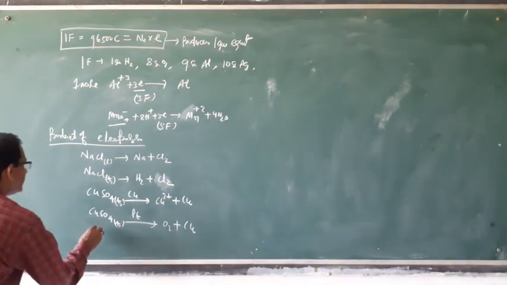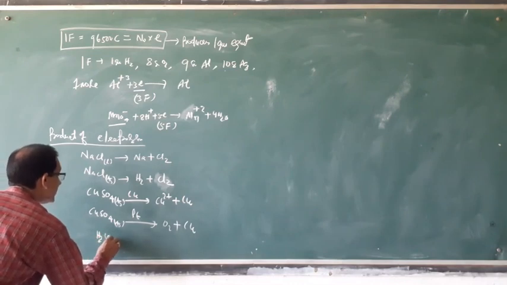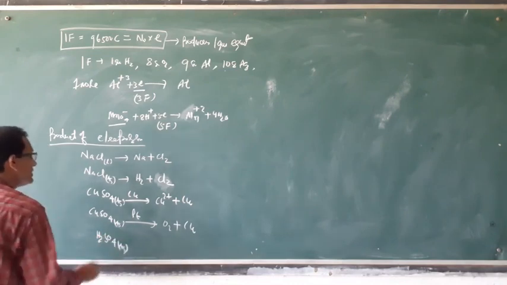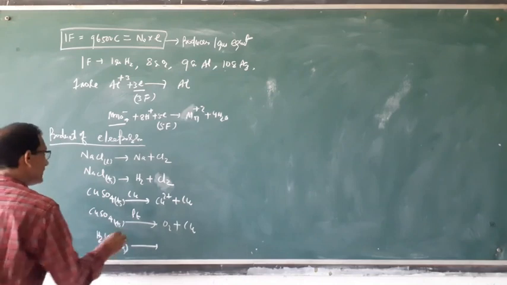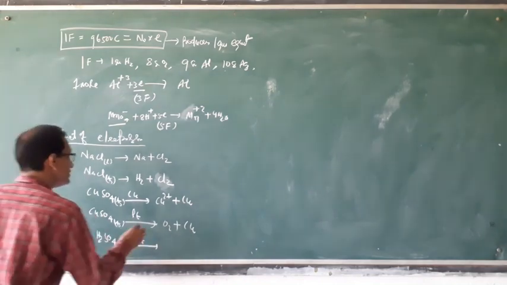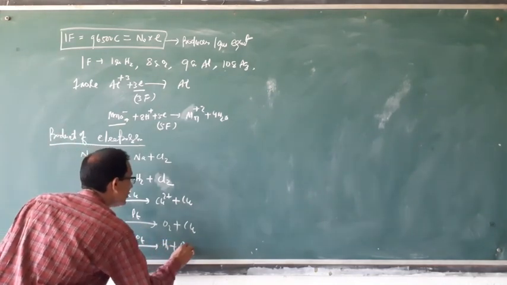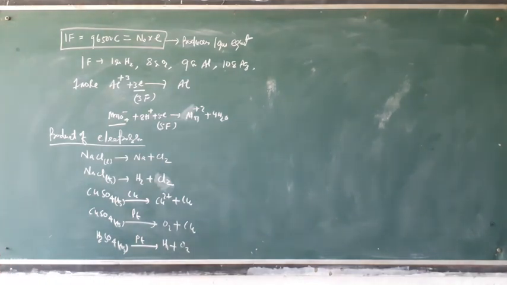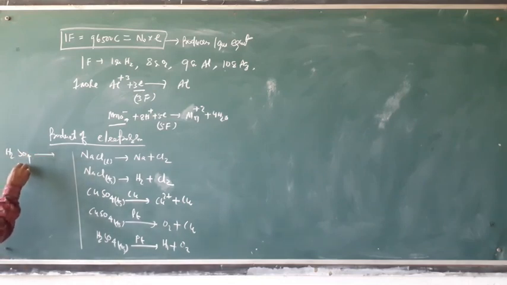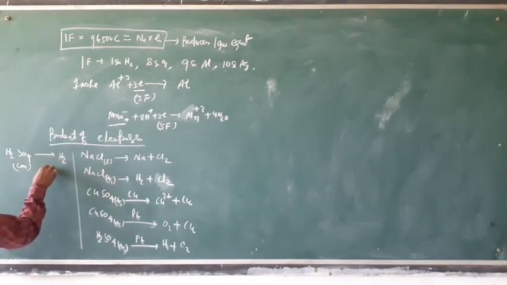If you use sulfuric acid, this is very important. Aqueous sulfuric acid with a platinum electrode: the result is hydrogen gas and oxygen gas. If you use concentrated sulfuric acid, the result is hydrogen gas plus, not oxygen gas, that is your which ion?